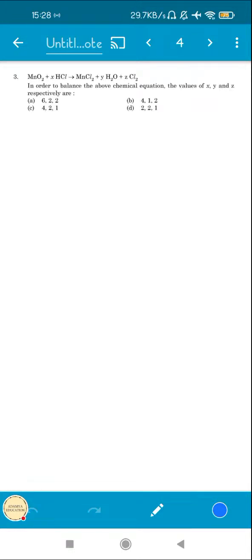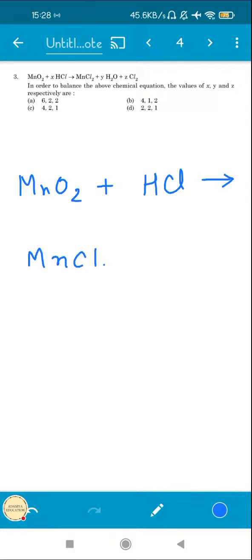This is a very easy one again. We have to simply balance the equation and write what will come in place of X, Y, and Z. So let's write the reaction over here. MnO2, manganese oxide or manganese dioxide, is reacting with HCl to produce manganese chloride, MnCl2, water, and chlorine gas.